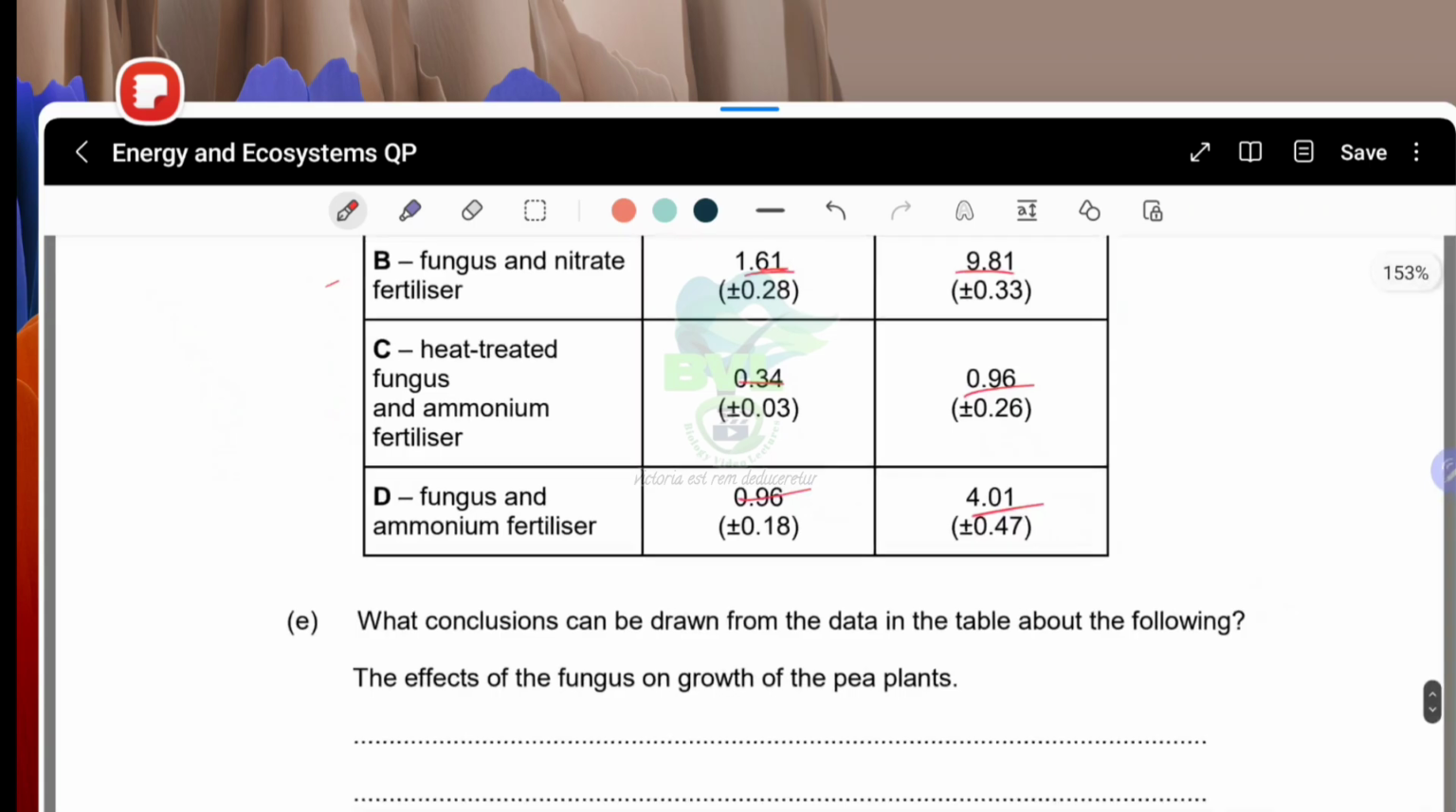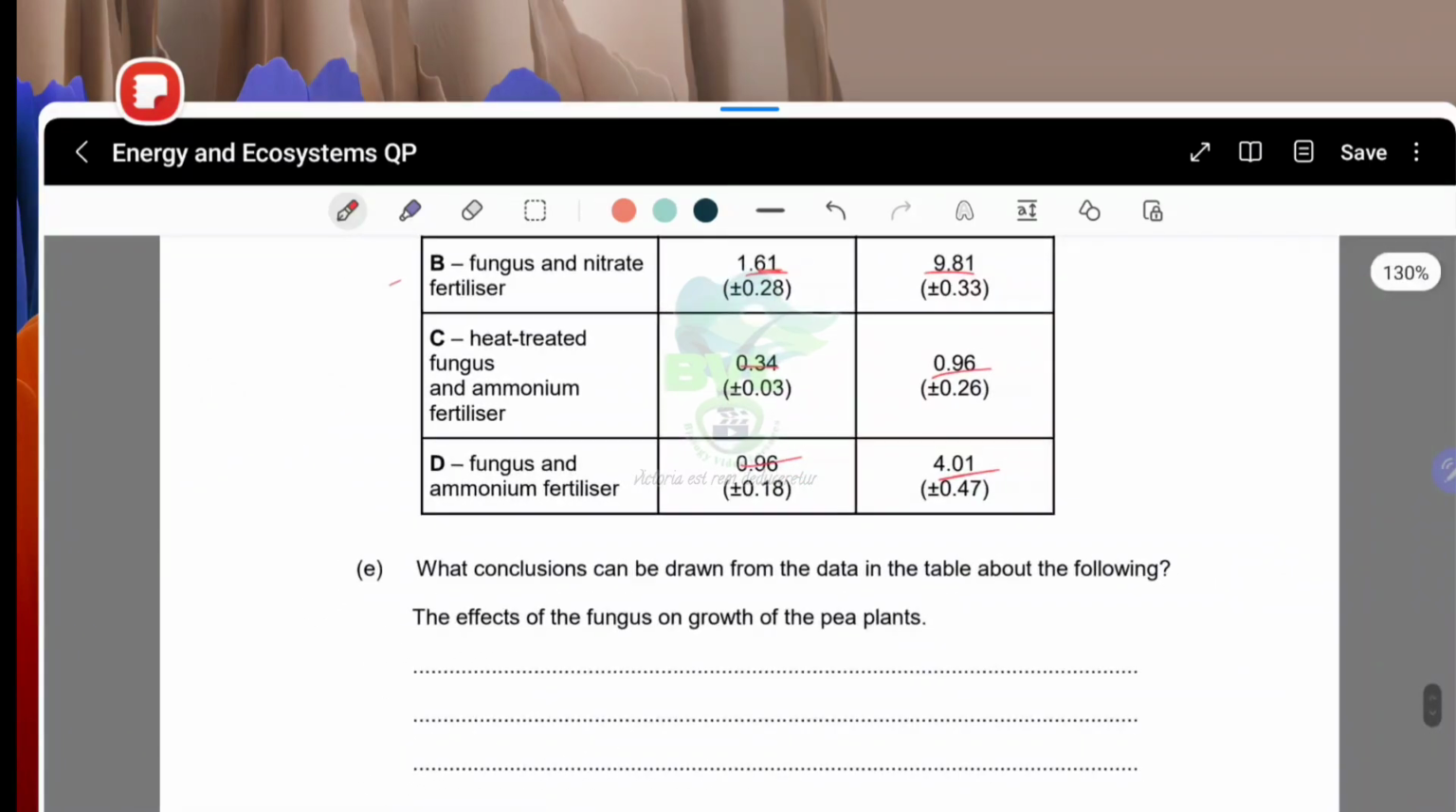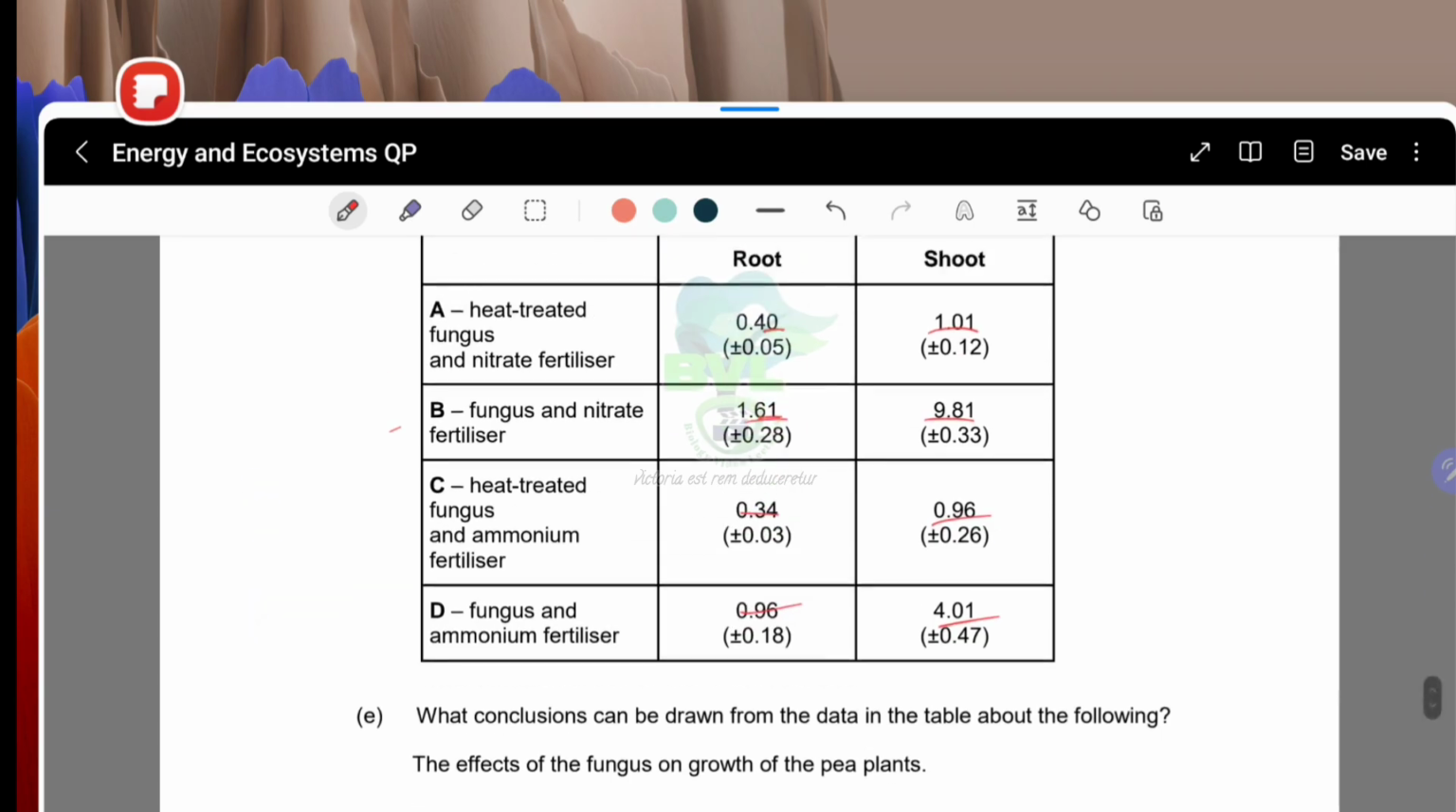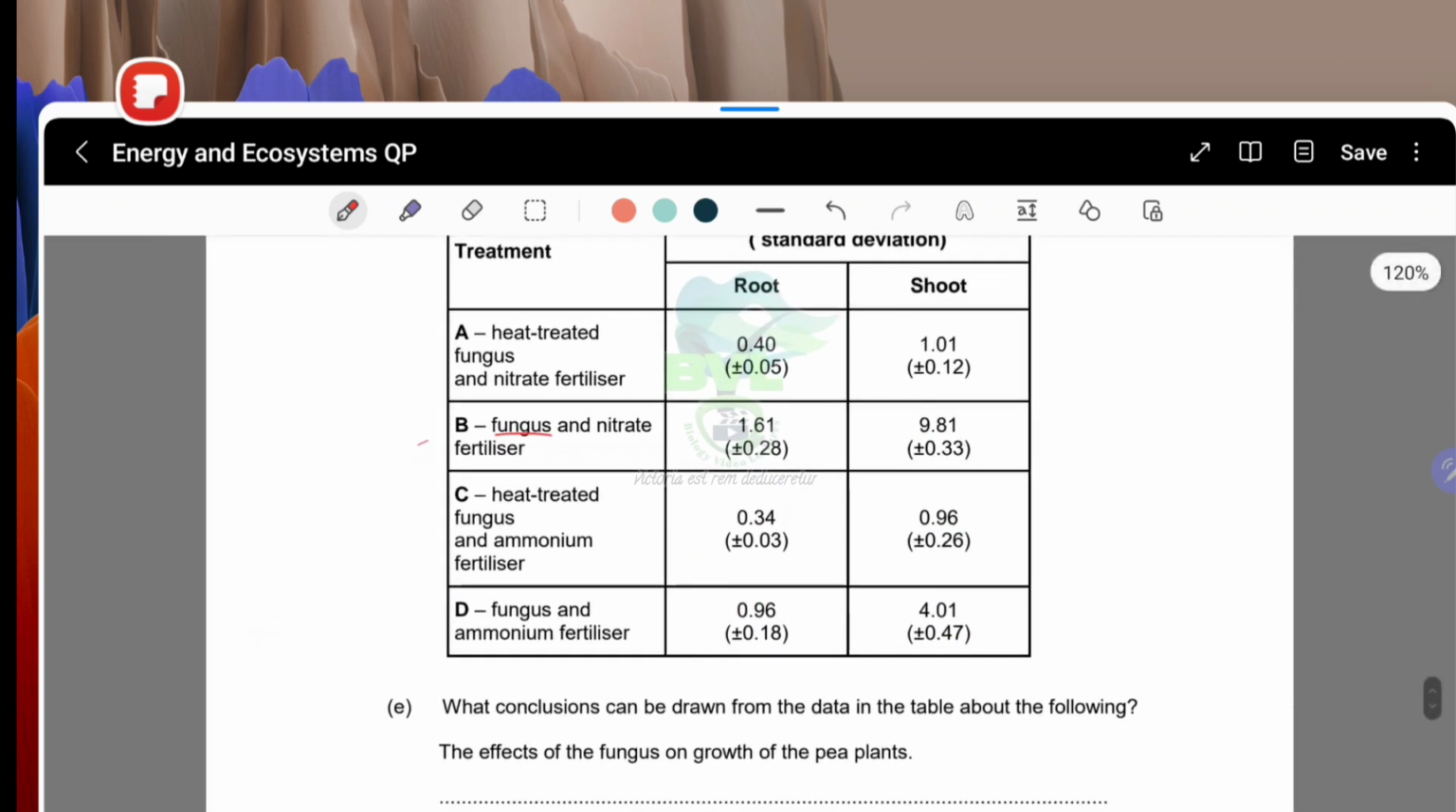So, what conclusion can be drawn from the data in the table about the following: the effect of fungus on plant growth? So, look at the one that has fungus there, and look at the weight of the root and the shoot. Take a moment to look at that. Really, there should be something you can see from there.